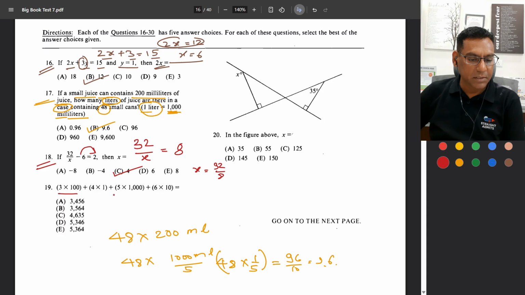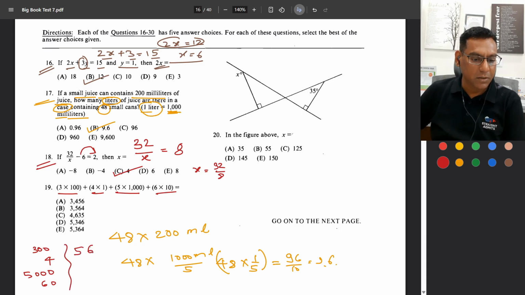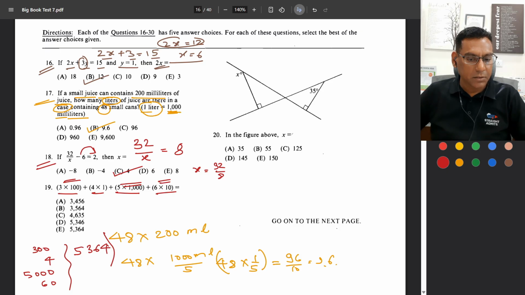Okay, this is interesting. Basic arithmetic. This is 300. All right, so this is 300. This is 4. This is 5000. 5, 1, 2, 3, and this is 60. So if I arrange them properly and I add them, I get 5600. Sorry, 5364. Be careful. 5364, correct. So 5364. Answer choice E.